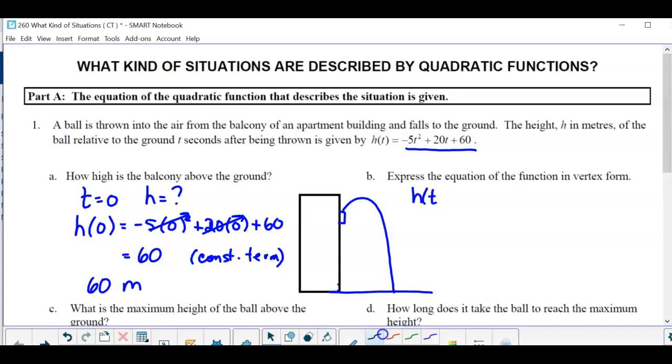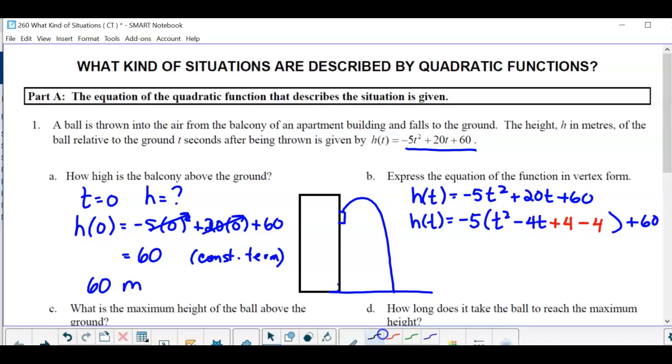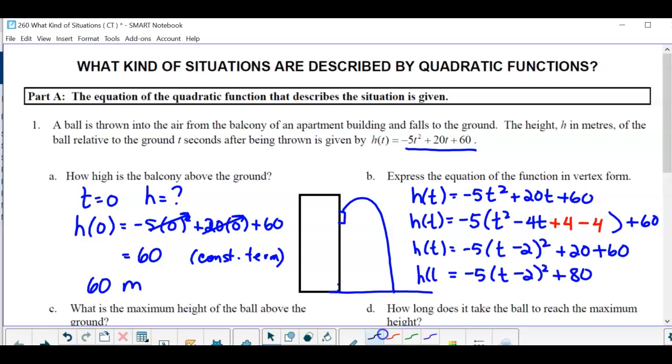Express the equation of the function in vertex form. So that's what we learned yesterday. So there's your equation. Now we want to factor out the coefficient of t squared. Put the constant term outside. Take half of -4 and square it. And add and subtract that. And then -5 times -4 is +20. Okay, so now it's in vertex form.